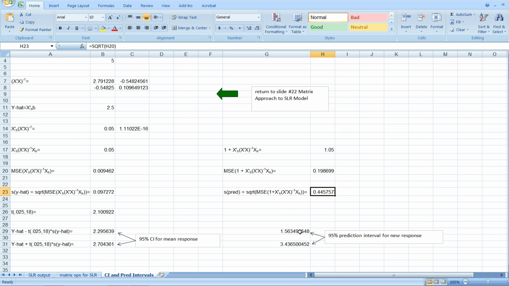So we can say we're 95% confident that Len Kelly, who scored a 5 on his admissions exam, will have a GPA between 1.56 and 3.43. Now that's pretty wide. And the reason it's wide is because it's difficult to predict what some particular individual's grade point average is going to be.